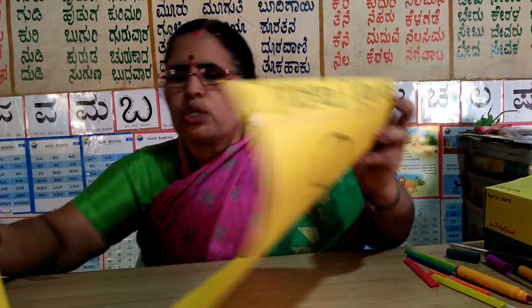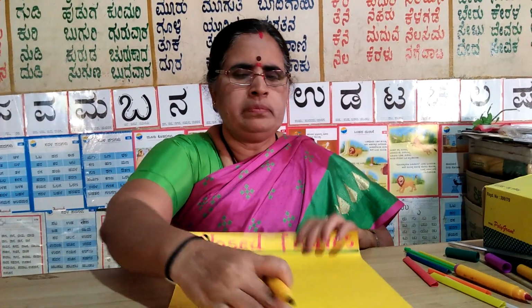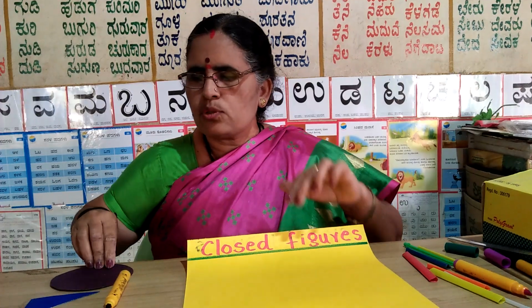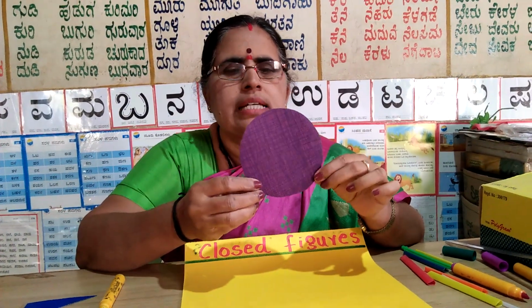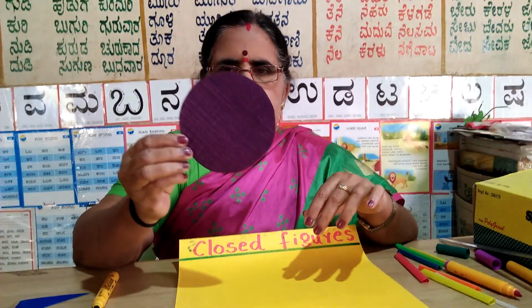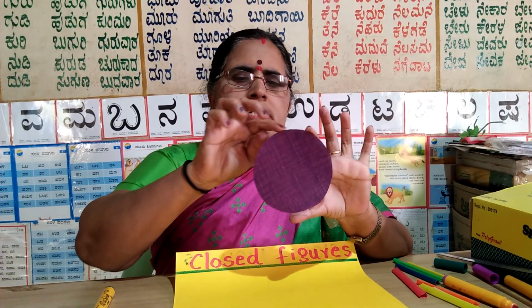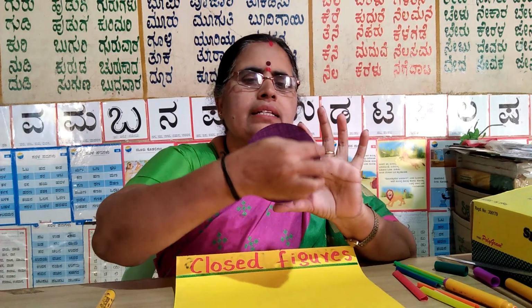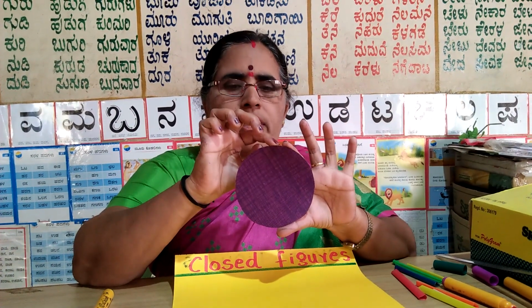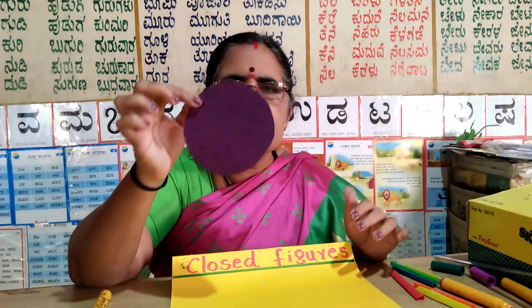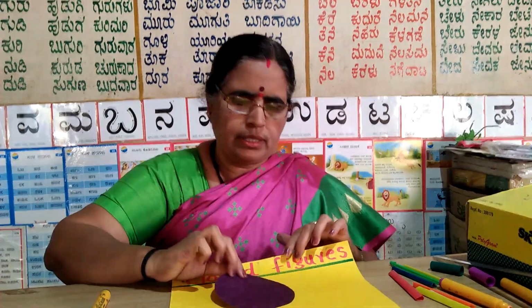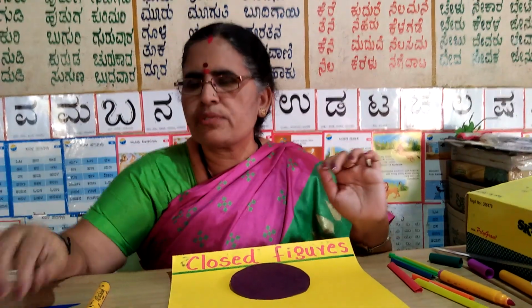Now, when I talk about closed figures, for the closed figures I take the example of a circle. When we draw a circle, we start from one point and go on and come back and end at the same point. So, a circle is a closed figure.